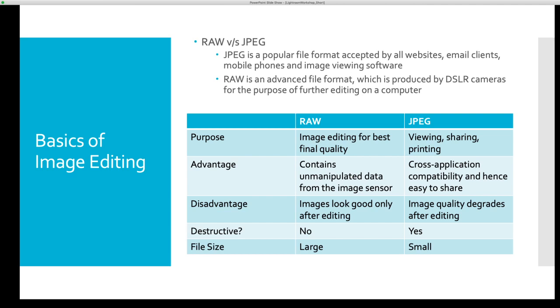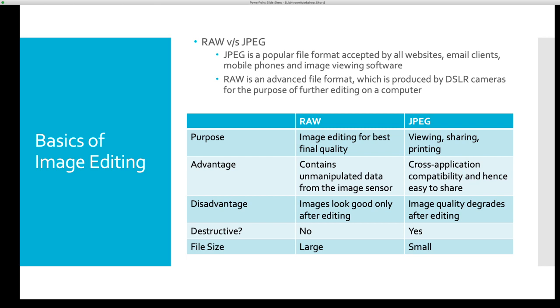Now, the advantage of a RAW file is that it contains all the data which your image sensor captured, and it contains all the data which was not processed by your camera. Whereas a JPEG file is actually processed in camera, and what you get is something which your camera has processed depending on the kind of preset that you have set your camera to. And JPEG files have an advantage that they are widely compatible across platforms, across applications, and hence they are easy to share. Now, what is the disadvantage of a RAW file?